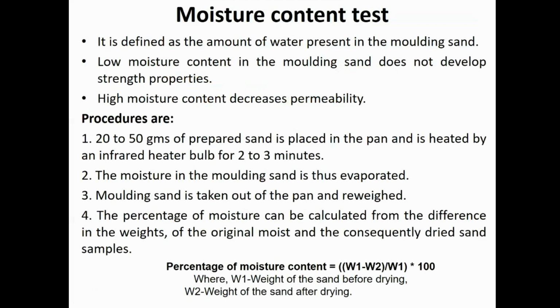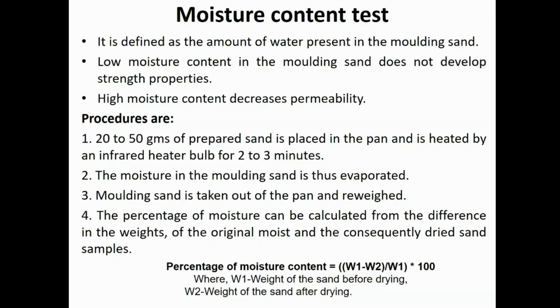And what is the process? The process is simply the weight measurement method. This procedure involves that first you take 20 to 50 grams of prepared sand. Prepared sand means sand which has the clay content, binder, and water contents. You place this small quantity in a pan, and then the pan is placed in an oven having an infrared heater or heating bulb. You heat it for 2 to 3 minutes, or maximum up to 5 minutes, so that it liberates all the moisture from the molding sand.